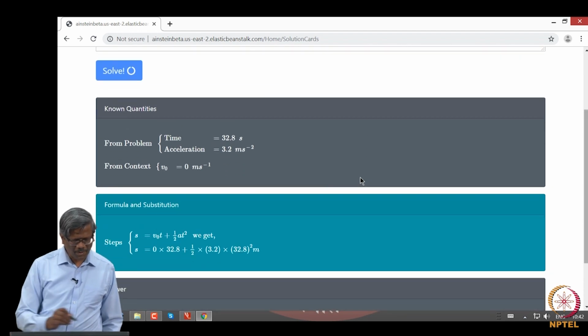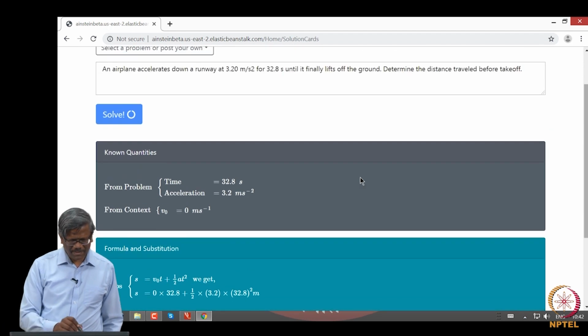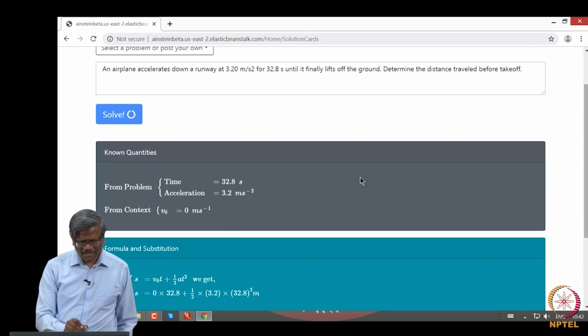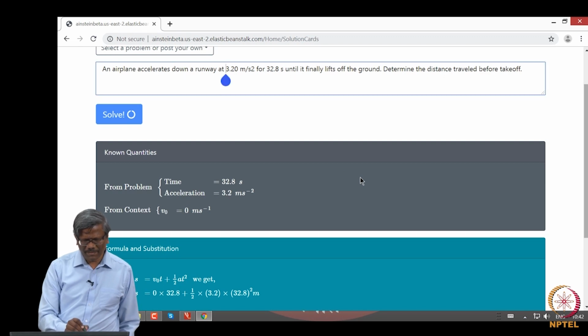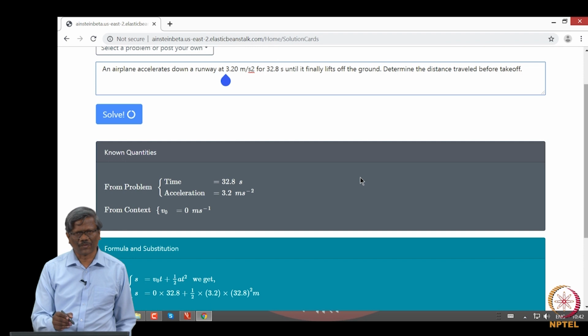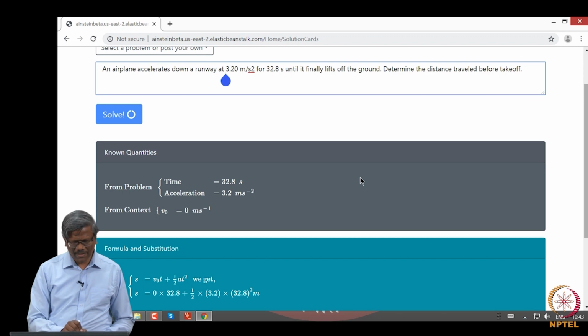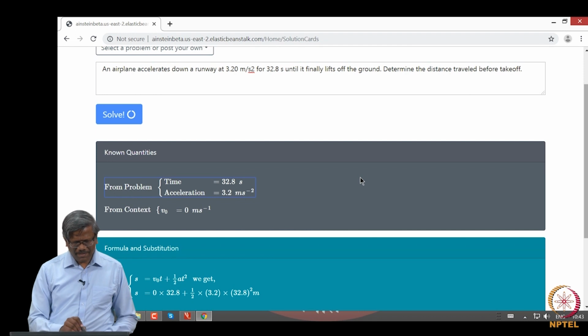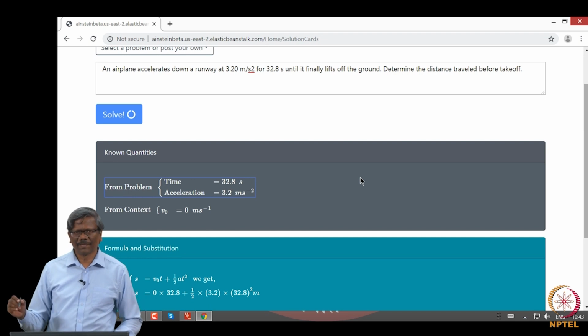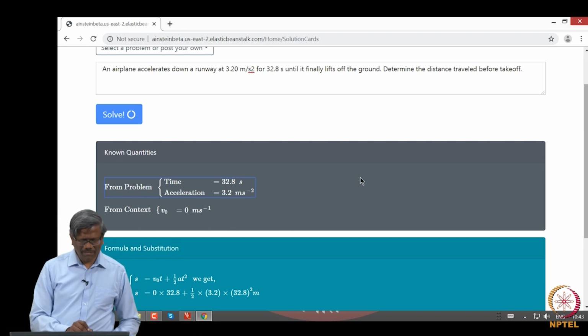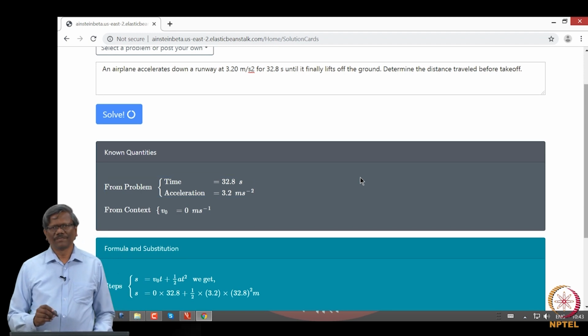So, for example, from the problem it says time is given. So, it has normalized, look at this, right. As I mentioned earlier, the problem gives 3.20 m/s2. So, it understands that it could be meters per second square, it could be the acceleration. So, it translates that into the normalized form. The same fashion, 32.8 is the time, and then it, from the context it understands that it is starting, right, from the rest. So, the initial velocity is going to be 0 meters per second.